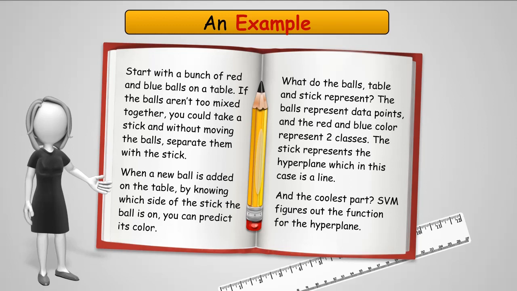Now, what do balls on a table and the stick represent? Well, the balls represent data points, and the red and blue color represents the 2 classes, in our case, wins and losses that we've been covering. So the stick represents the hyperplane, which in this case is just a line because it's only in 2 dimensions. But again, the coolest part here is that SVM figures out the function for the hyperplane. You don't have to do that.